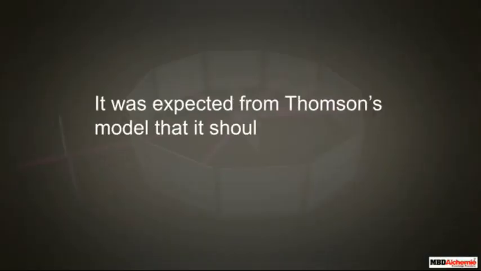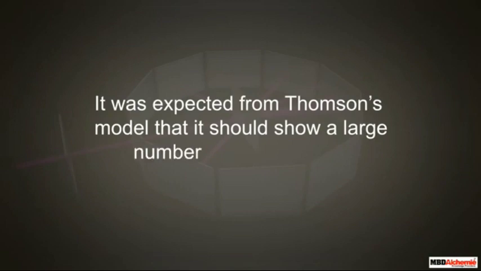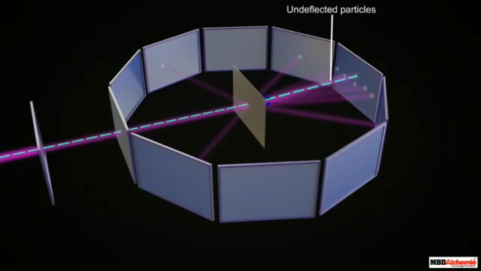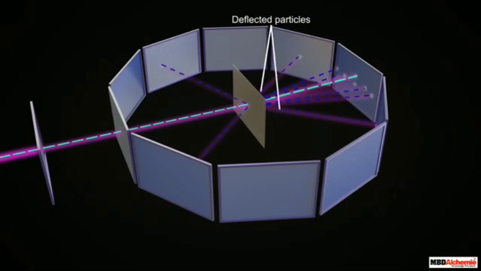It was expected from the Thomson model that it should show a large number of deflections. But something else was observed actually. The detector showed that most of the alpha particles passed through the gold foil as such without showing any deflection. Only a few of them showed deflection in different directions. A very few of them, essentially 1 in 12,000, rebounded back.